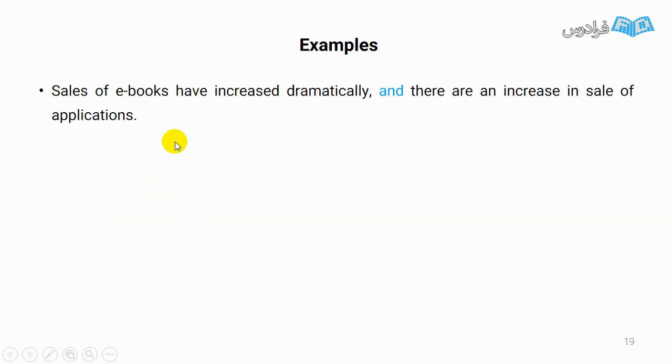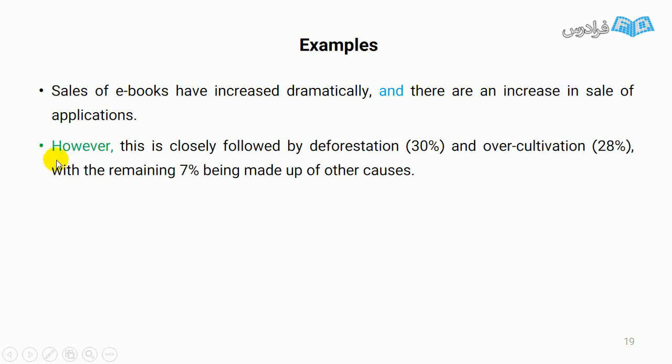Now, look at these examples. Sales of ebooks have increased dramatically, and there is an increase in sales of applications. Both of them have a complete idea. Then I use and to connect them, and this one. However, this is closely followed by deforestation and overcultivation, with the remaining 7% being made up of other causes. Here I use however to qualify the idea and connect them to each other.